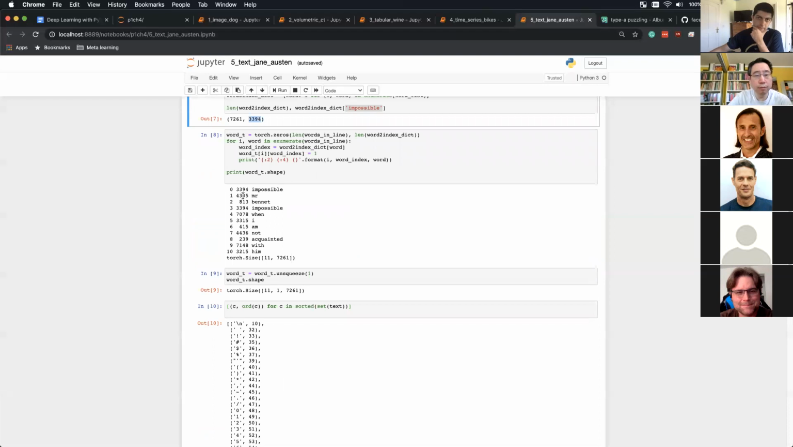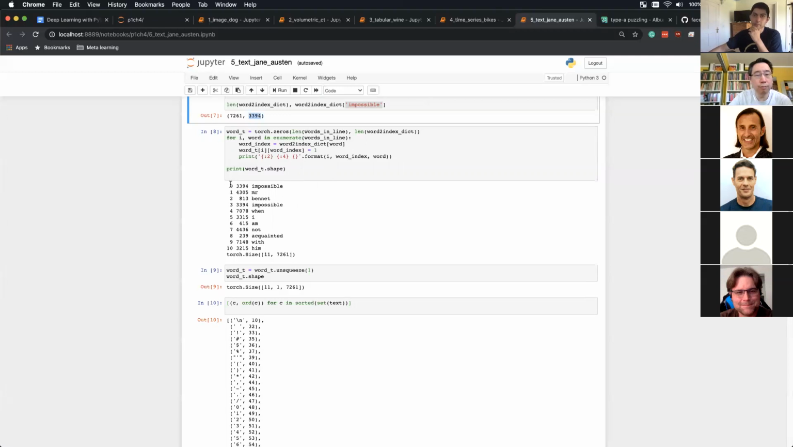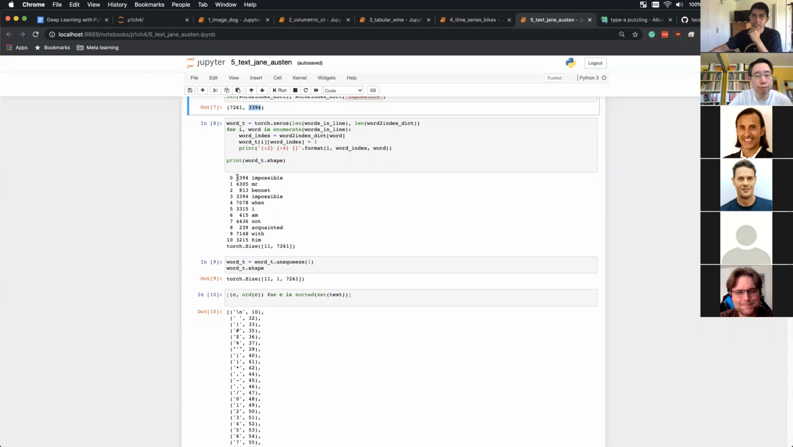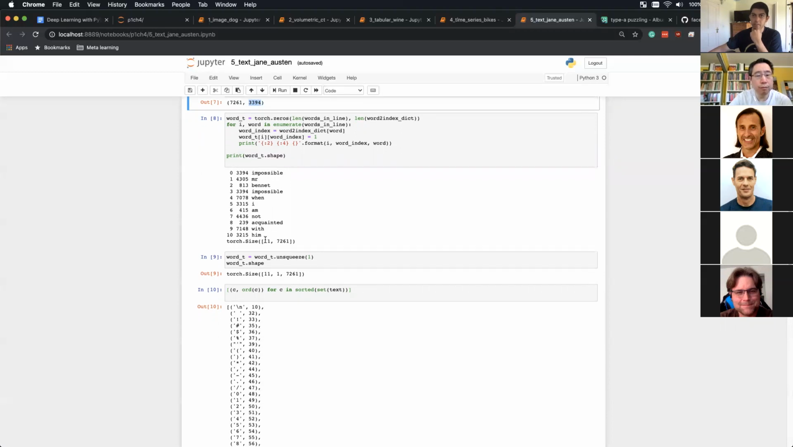They're doing similar to what we did with the characters in the first one, where they're iterating through each word, they're finding the index for that word, and then they're assigning that index to a 1 in their one hot array. And then when they're printing this off, you can see the indexes of all of the different words. So impossible, we just saw as 3,394, and then Mr. is this number, and Bennett is this number.